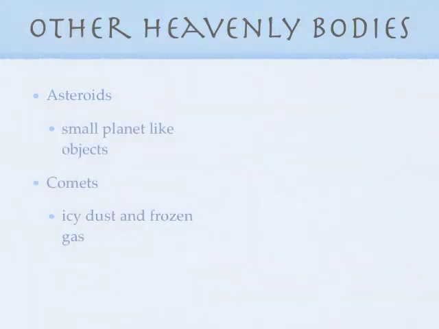What else is in our solar system and in our space? Our other heavenly bodies, asteroids. Asteroids are small planet-like objects that have a definite radius, definite path around the Sun. We have comets that orbit in and out of our solar system. They are icy dust and frozen gas. And we have meteoroids. These are just space debris. They can be parts of broken up planets, asteroids, comets, other types of space junk.